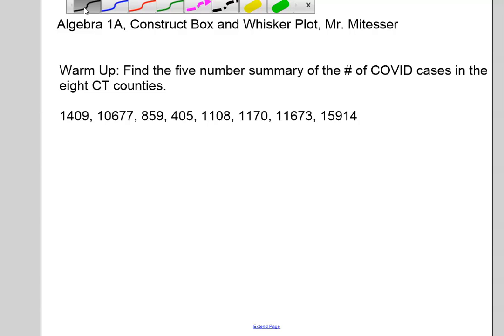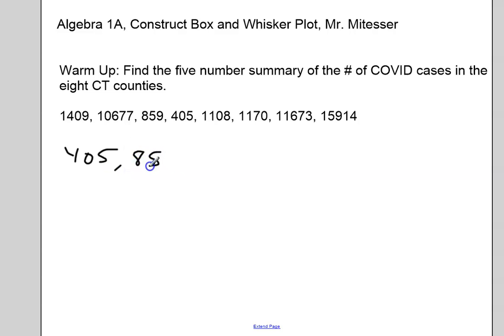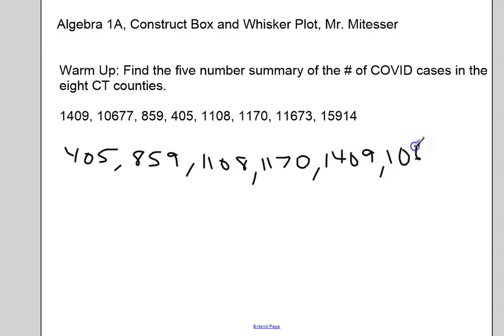Okay, so let's put the numbers in order first. So we have 405, 859, 1108, 1170, 1409, 10,677, 11,673, and then 15,914. Okay, so now we'll find the median.